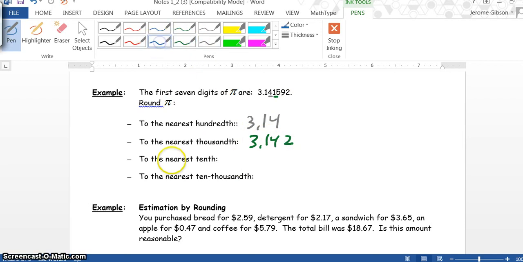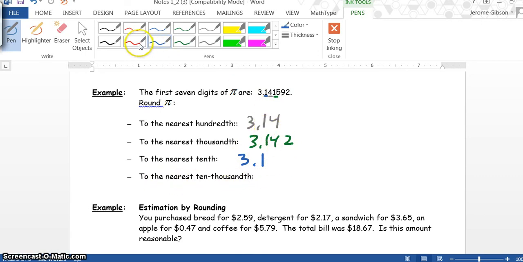Now we go to the nearest tenth. The tenths place is this 1. We look to the right of this 1 and we have 4. That's less than 5, so the 1 stays the same and all of the digits behind it drop. So it'll be 3.1.